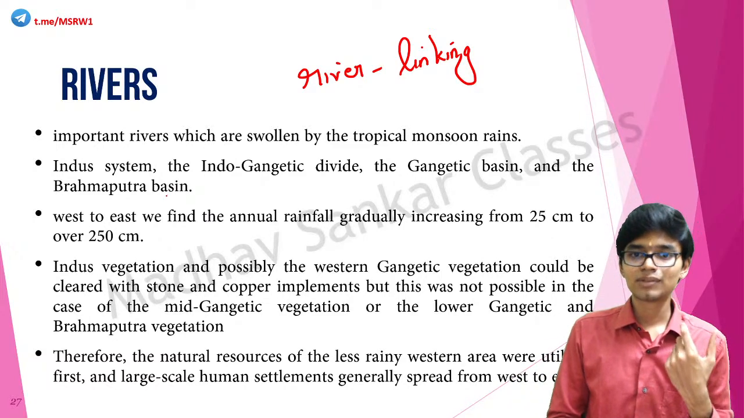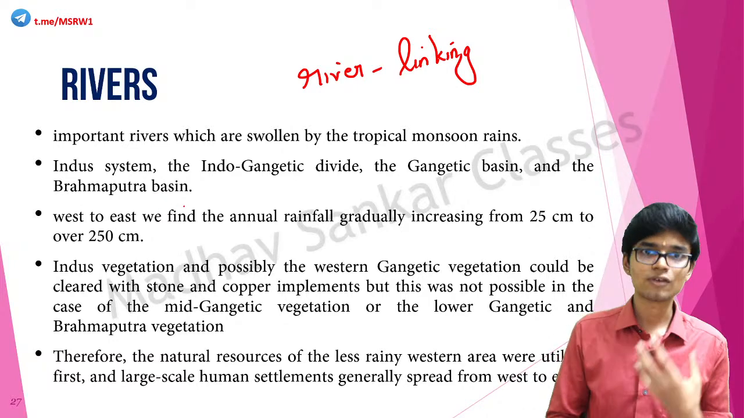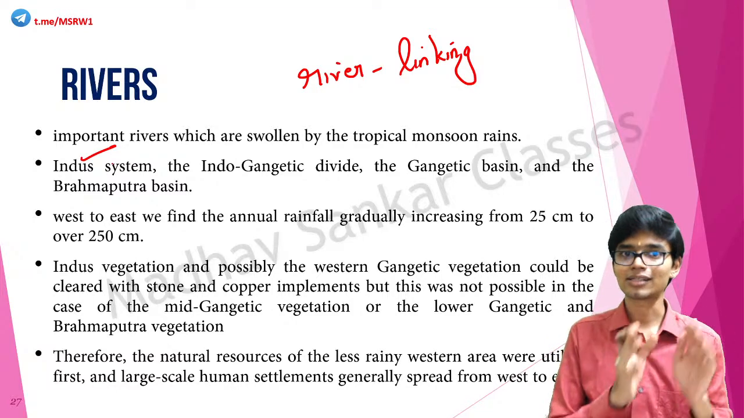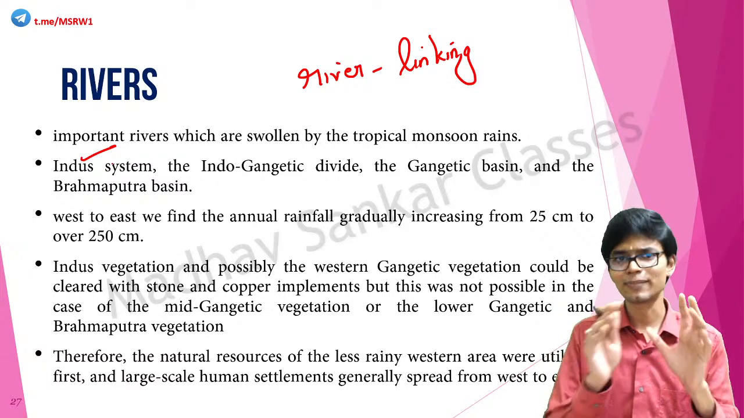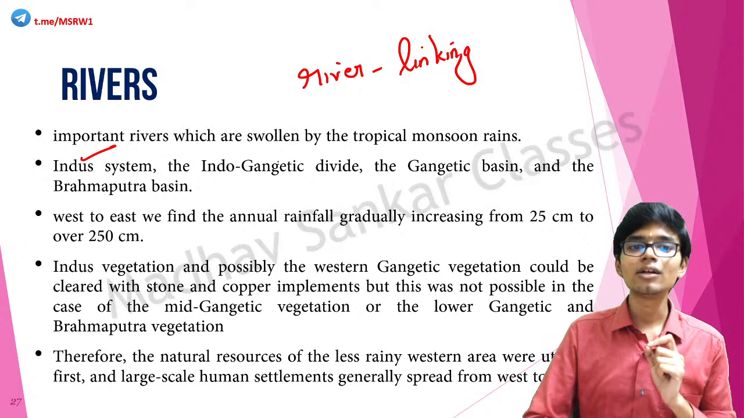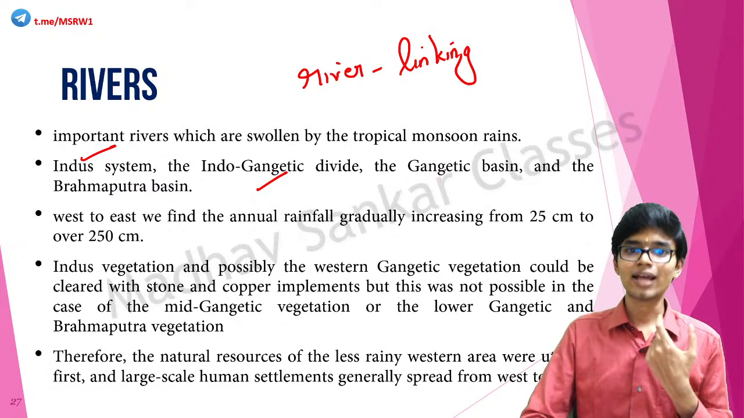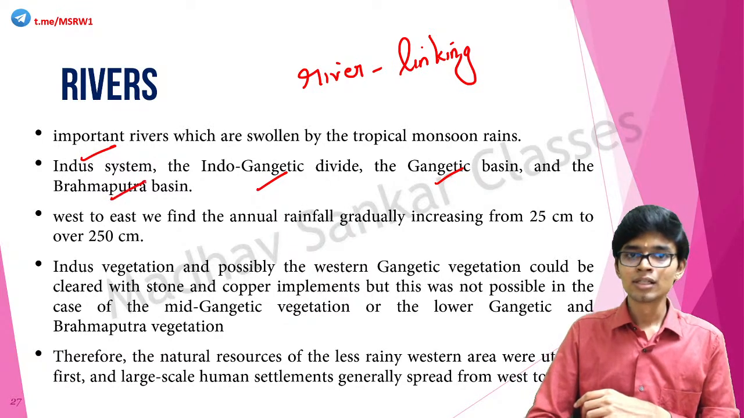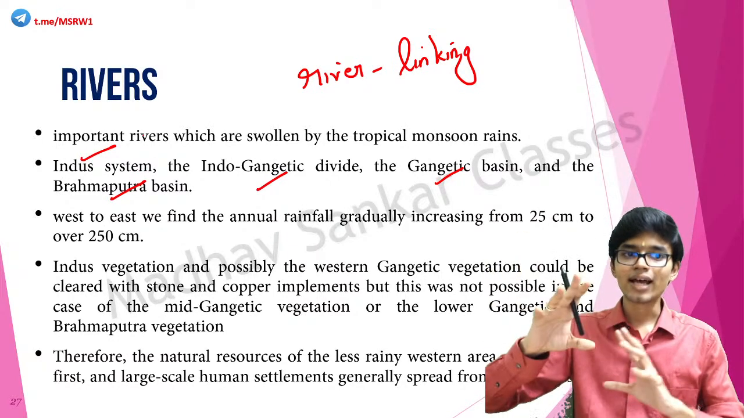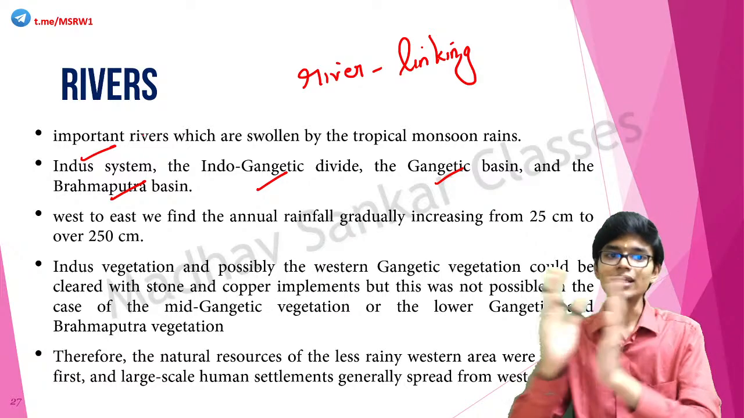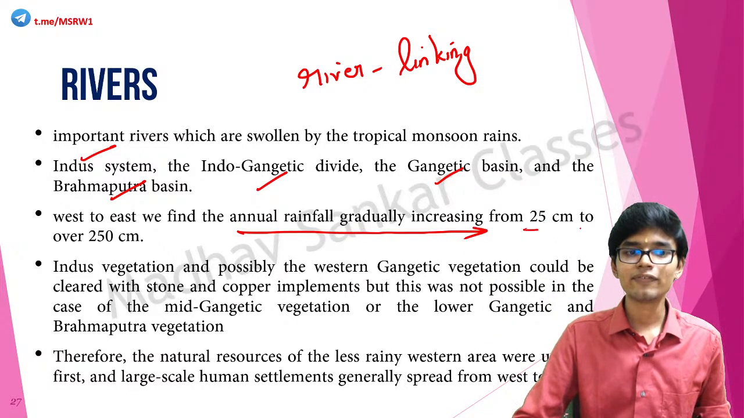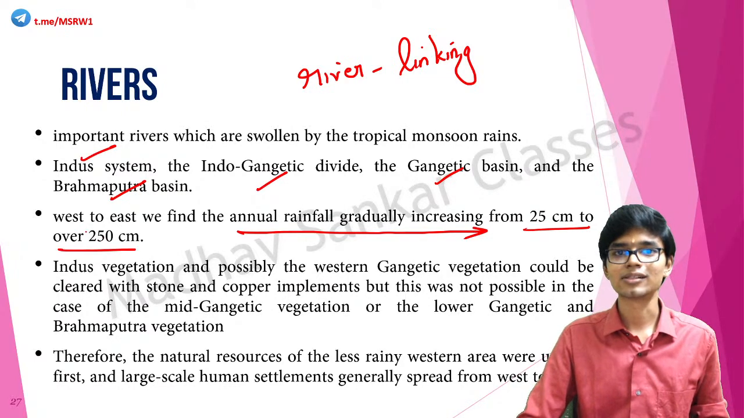Anyway, we have about 4 prominent systems of rivers in India. Number one, the Indus system, which is very important for us as far as history is concerned, because Indus Valley civilization is based on this system. Then we have the Indo-Gangetic divide, then the Gangetic basin as such, and finally the Brahmaputra basin. If you look at it, you will see that from the west towards the east, annual rainfall gradually increases from 25 centimeters to over 250 centimeters.